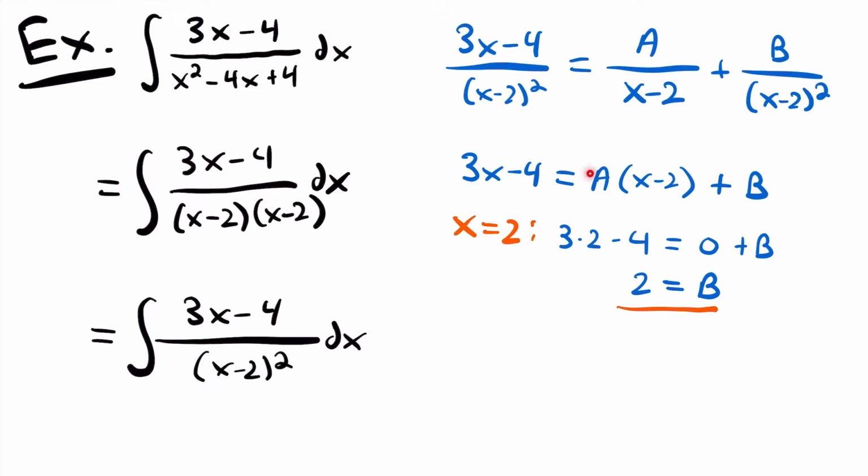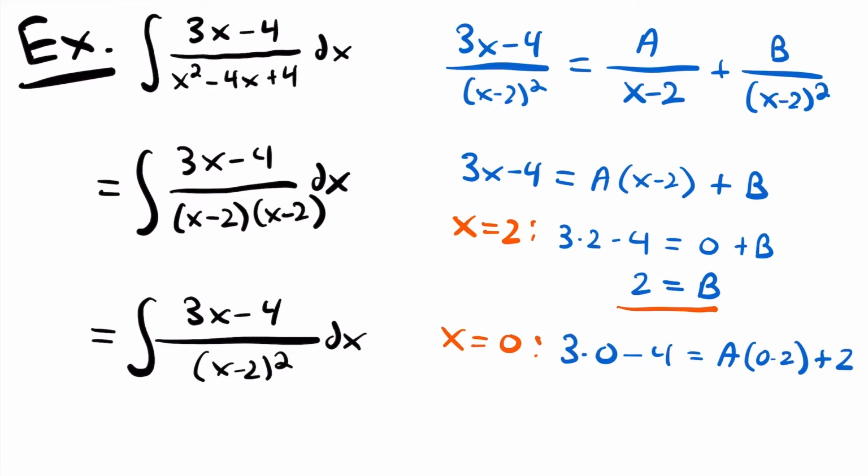Now, in order to solve for a, we don't really have to pick a convenient value of x per se, because we already know what b is equal to, so we can plug in any value of x, and then plug in our value of b, and then we'll be able to solve for a. And so I'm just going to pick a simple value of x. I'm going to let x equal 0, and so if we do that, we'll have 3 times 0 minus 4 is equal to a times 0 minus 2 plus b, which we know is 2. Okay, so I just plug 0 in for each x in this equation, and then replaced b with what it's equal to, which is 2.